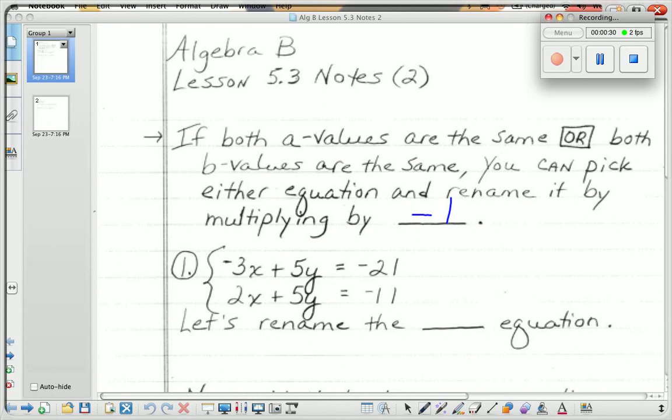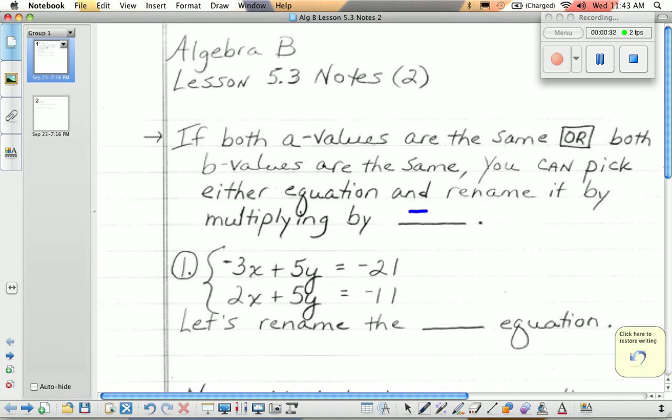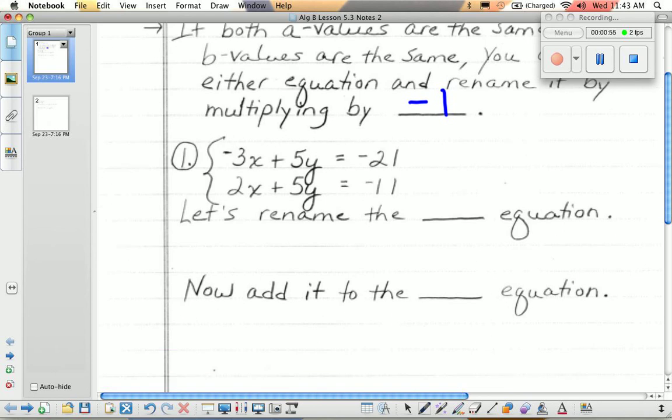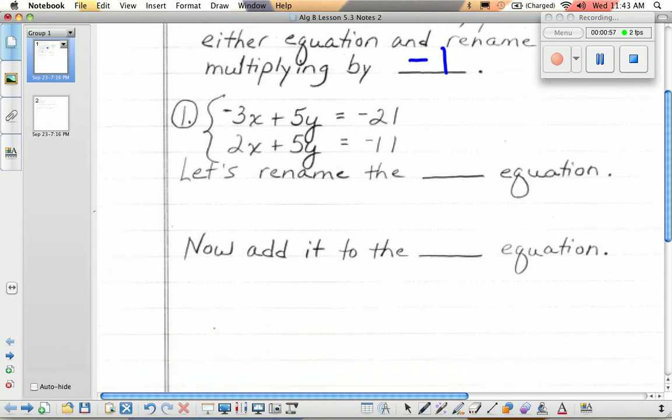And the reason we would want to multiply by negative 1 is because we want to create opposites like we had yesterday. If I have a 4x and I multiply it by negative 1, what does it turn into? Negative 4x. Is negative 4x the opposite of 4x? Yes. We have to create the opposites today. So if the opposites aren't there, one of the equations needs to be changed so that it will become the opposite.